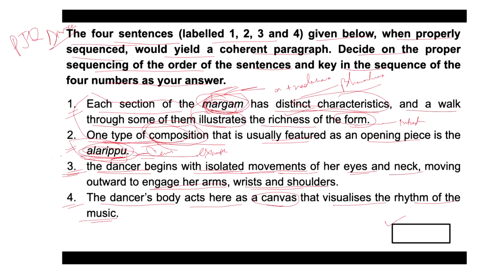Right. Now, sentence 4 stated the dancer's body acts here as a canvas. So this could be called a conclusion, because after stating the movement, it states the conclusion of the paragraph by summarizing the visual and rhythmic importance of the dancer's movement in the Alaripu, and stated that it visualizes the rhythm of the music. So, therefore, we can consider sentence 1, 2, 3, and 4, as it is, the order.